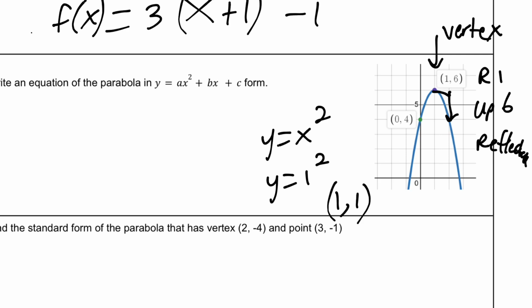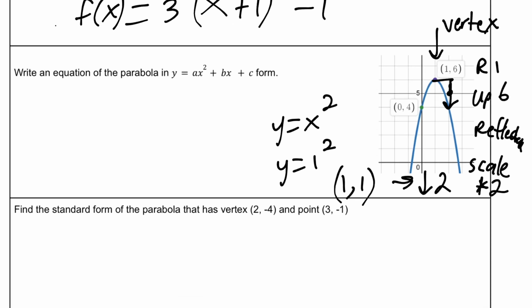Now we're upside down, so it's backwards, but instead of going over 1, down 1, I actually go over 1, down 2. So it's double what it should be. So that's a scale of times 2. How do I write the entire formula then?